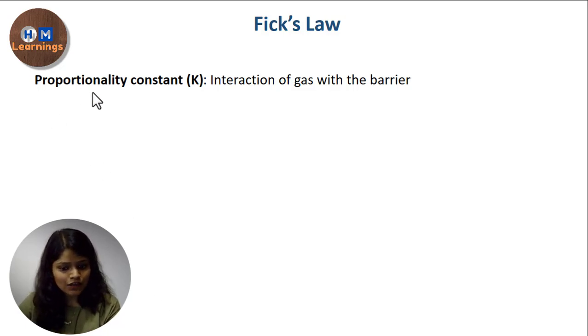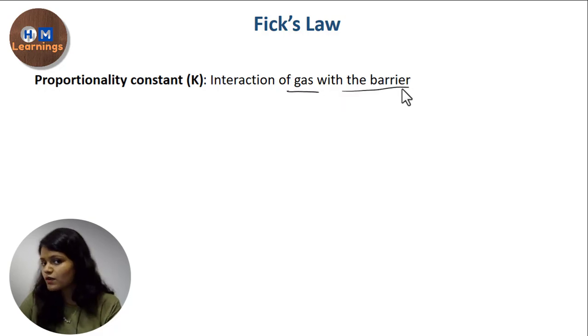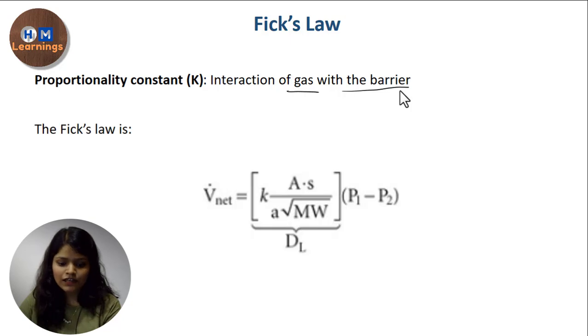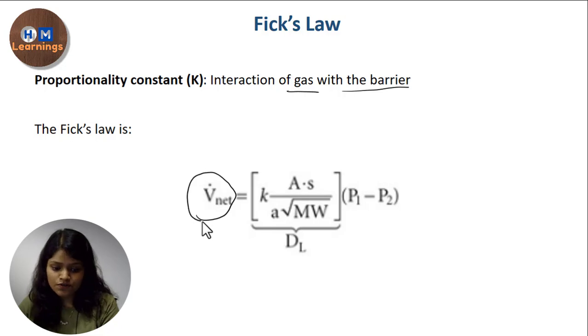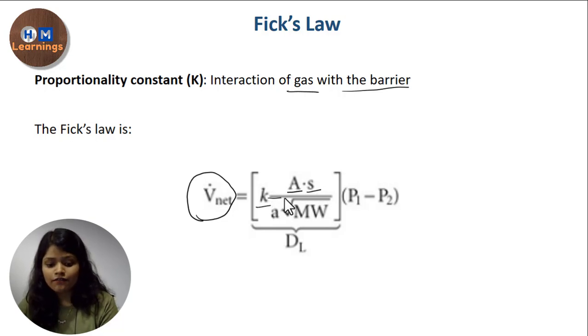Then comes the proportionality constant, which is basically how the gas is going to interact with the barrier, different for the 12 different barriers. And ultimately, what is Fick's law which is being derived? The net volume of oxygen diffusing per unit time across the barrier is equal to the proportionality constant times the area of the membrane times the solubility of the gas in that barrier, divided by the thickness of the barrier times the square root of the molecular weight of the gas, times the partial pressure gradient. This defines Fick's law.